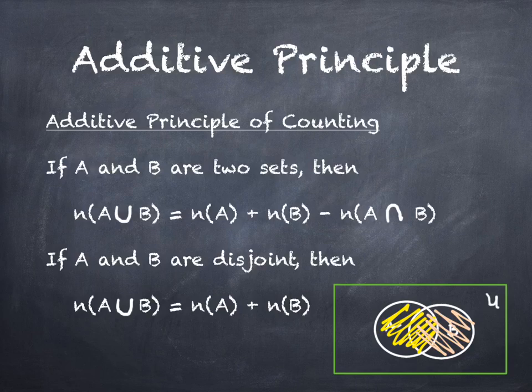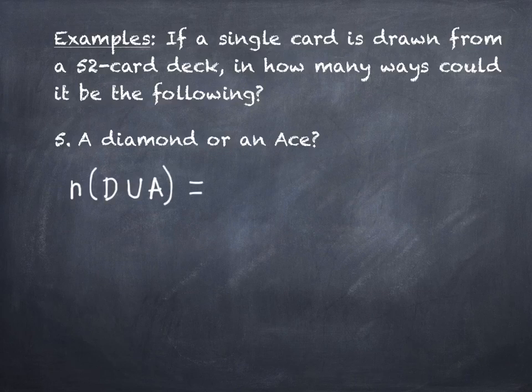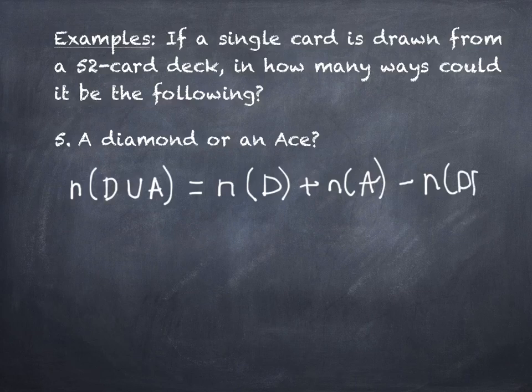So let me show you the actual problems and you'll see what I mean about how it works the same way. So again, look at the example. It says if a single card is drawn, this is not a 5-card hand. A single card is drawn from a 52-card deck. In how many ways could it be the following? We're going to figure out the number of ways it can be a diamond or, remember, or is a union, a diamond or an ace. Well, basically what this should be is the number of diamonds plus the number of aces, and then we should subtract out the numbers that are diamonds and aces.